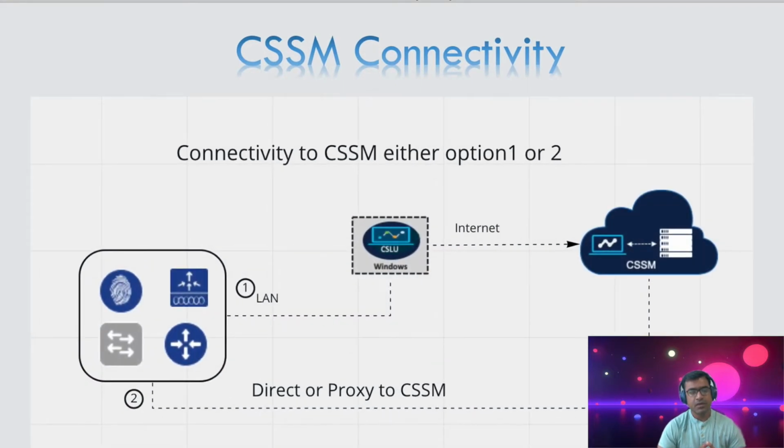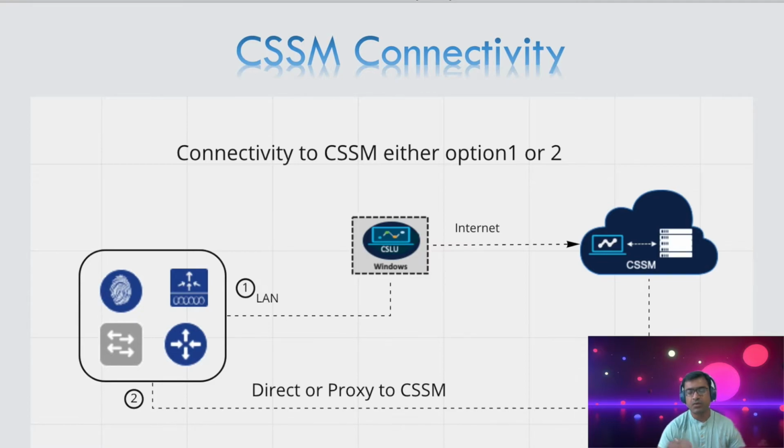Let's talk about different types of connectivity. On my left side, you can see all Cisco infrastructure or gear: routers, switches, WLCs, even ICE, all IOS XE and other things. Then in between, we have CSLU. On my extreme right, I have CSSM.